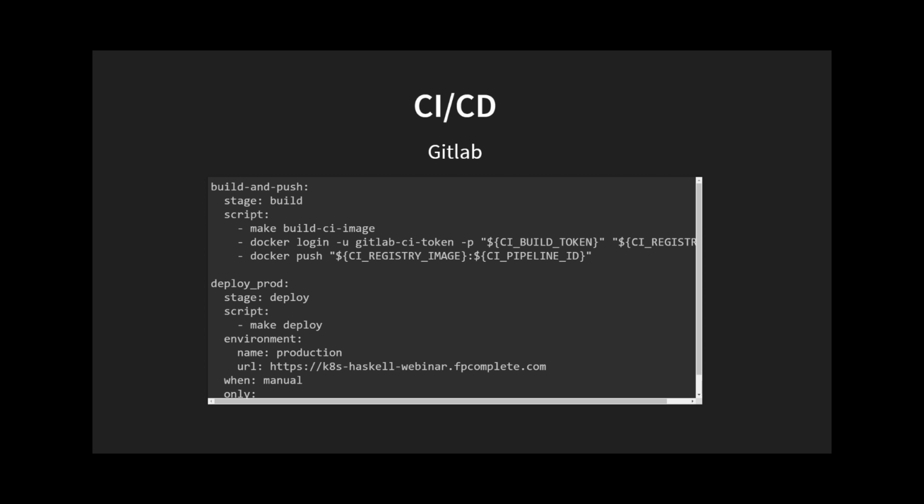So in the build step, we're going to go ahead and build our Docker image. So this is just a make command that's going to invoke docker build and give it the appropriate name and give it the appropriate tag and so on.